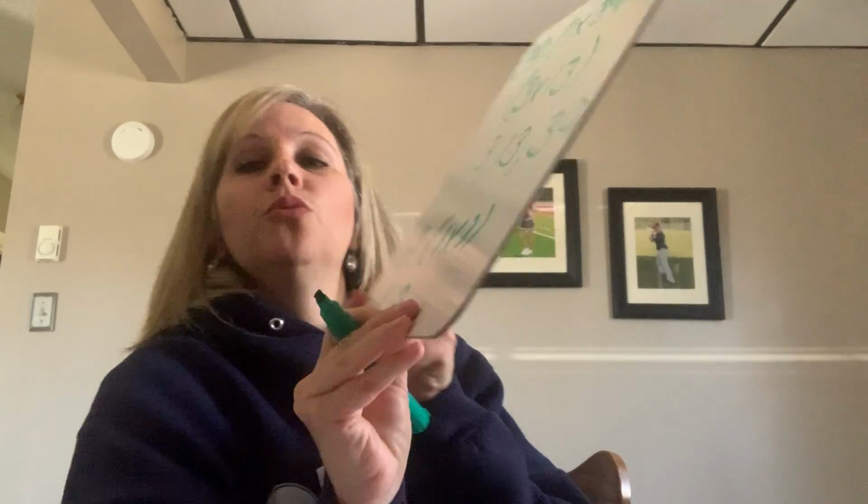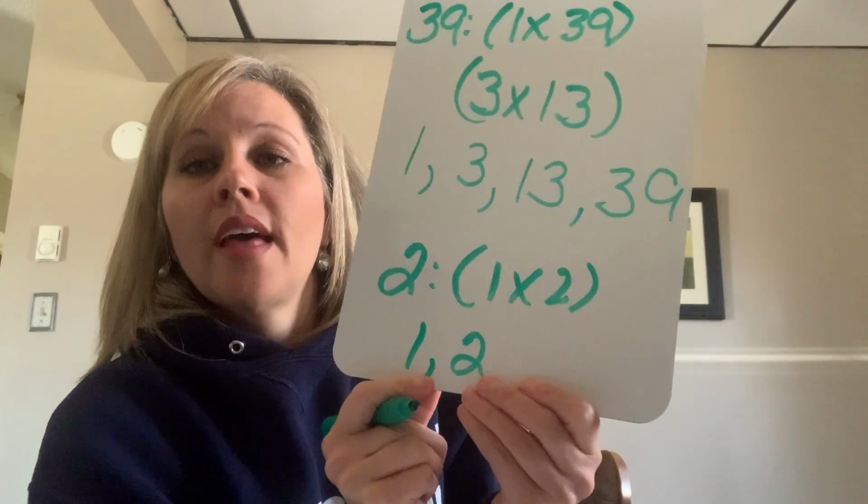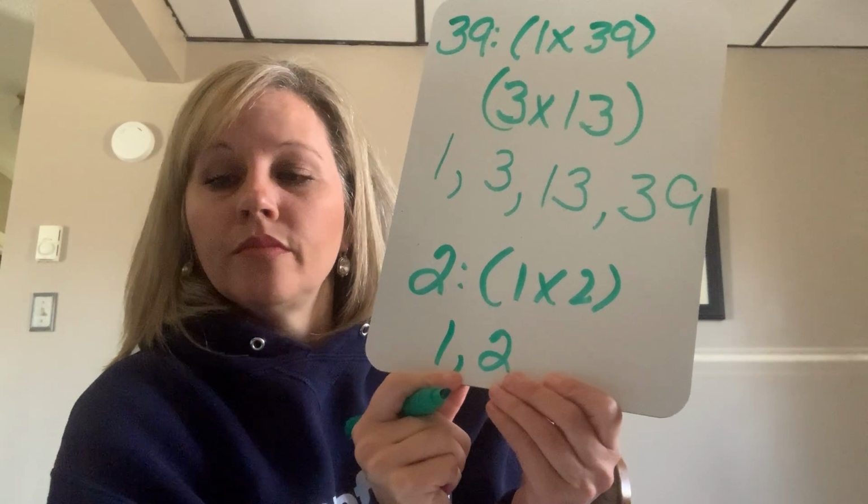So let's look. How do I get to 2? 1 times 2. So my factors of 2 are 1 and 2. So that makes it a prime number. It's the only even number that's prime. 2 is the only even number that's prime. Every other even number has 2 that can go into it. So it would be like, for example, 16. 1 times 16, yes, but 2 times 8 gets me there. So every even number can be divided by 2.